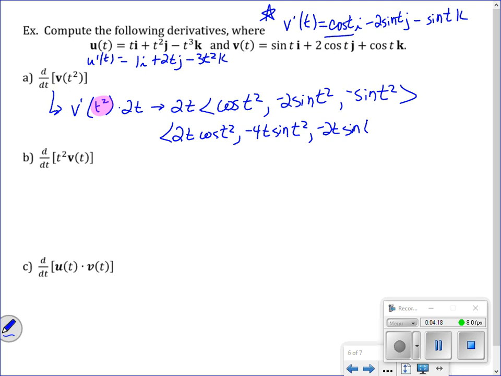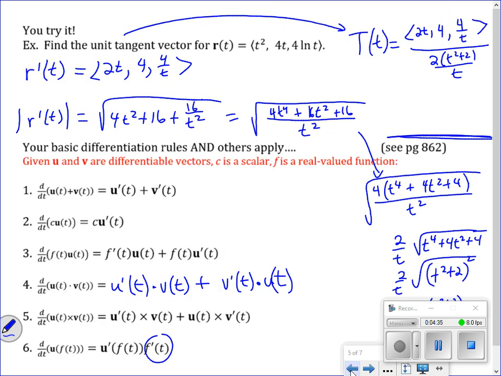Sine of t squared. So also realize here that your answer is just a whole other vector. So for this one, letter B here is an example of this guy right here, where you have a function times a vector.